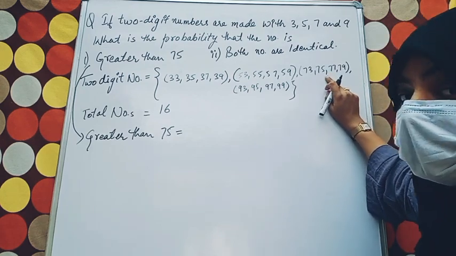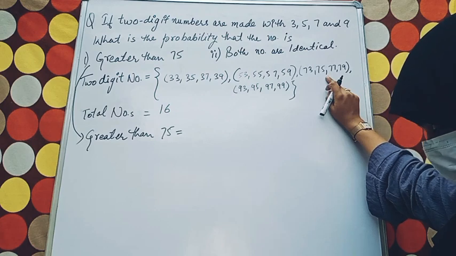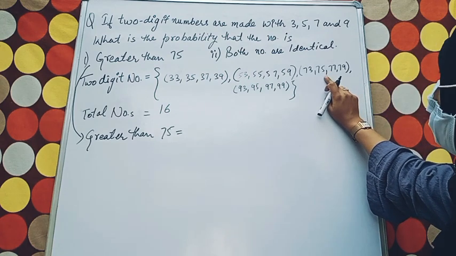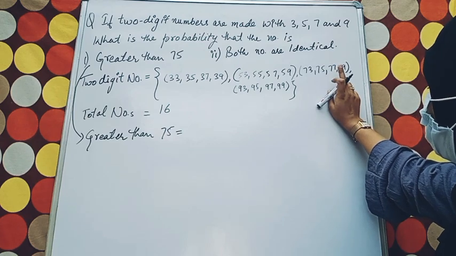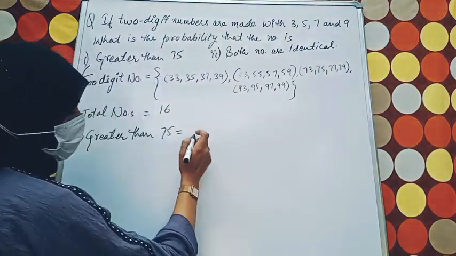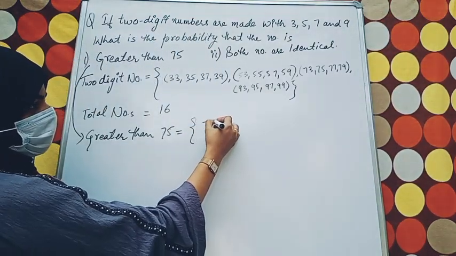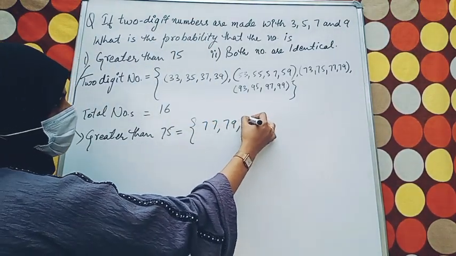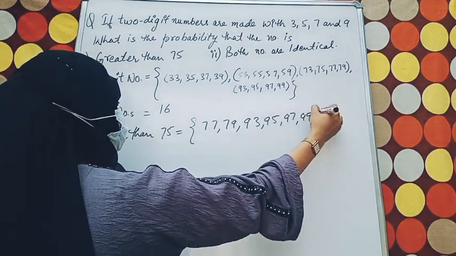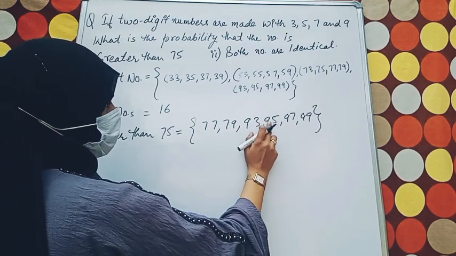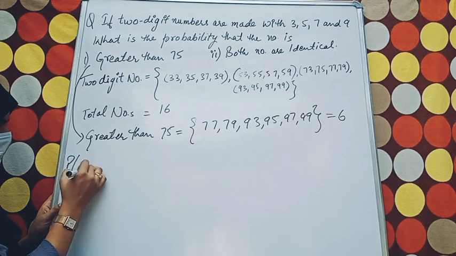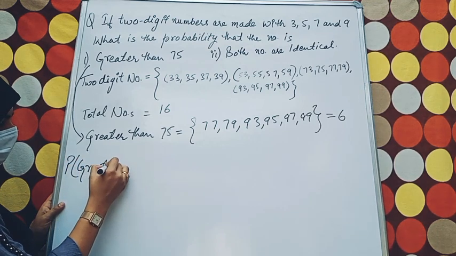Now it is saying greater than 75. So what we will be doing? We will be excluding 75. So we will begin with this. 1, 2, 3, 4, 5, 6. If you want, you can write it here also. 77, 79, 93, 95, 97, 99. How many are there? 1, 2, 3, 4, 5, 6. Total are 6.